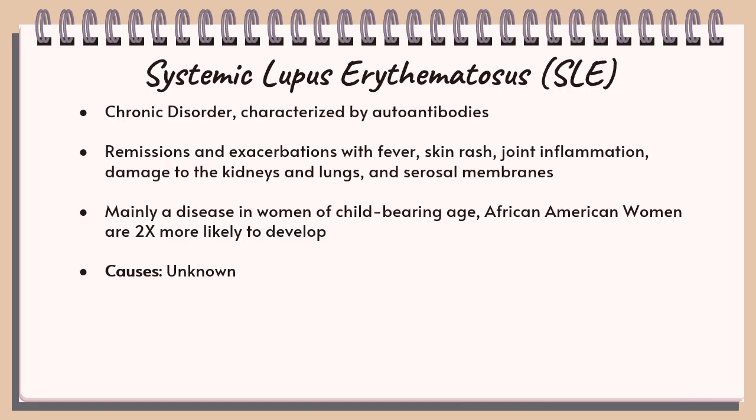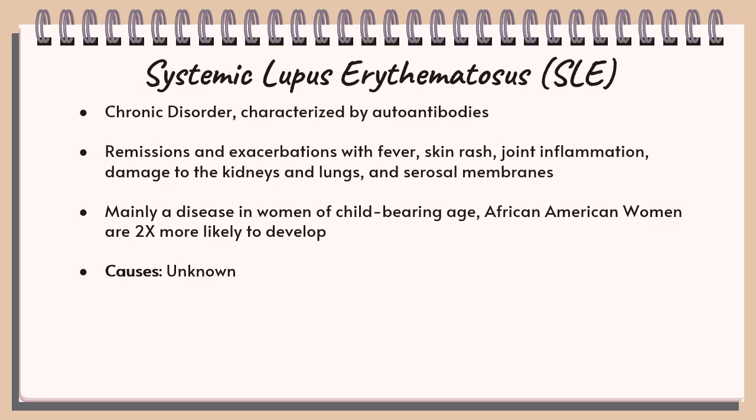So first, we're going to talk about systemic lupus erythematosus, or SLE. This is a chronic disorder characterized by autoantibodies, like we just talked about. So it has autoantibodies that attack its own system, right? Most of these autoimmune disorders have remissions and exacerbations.